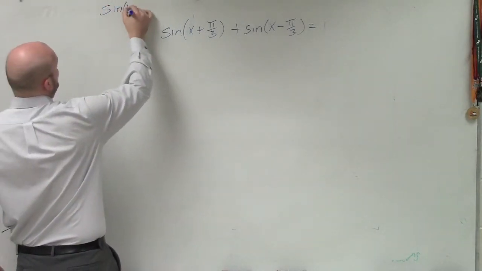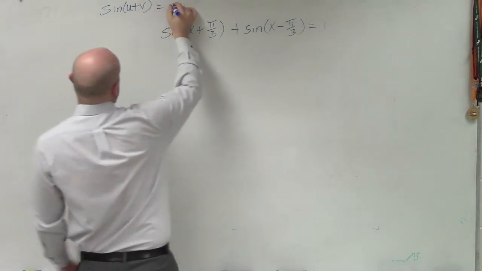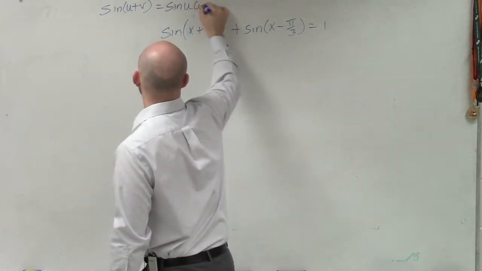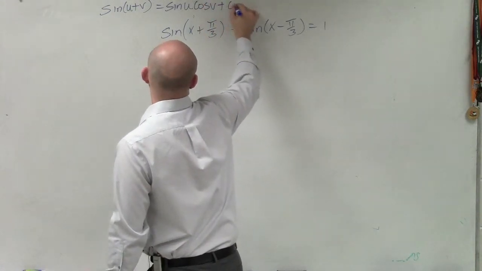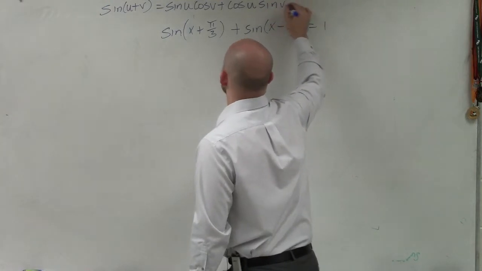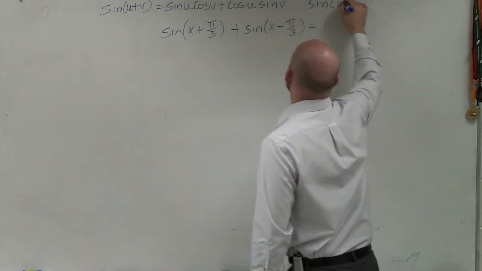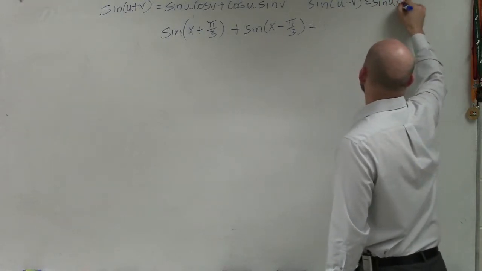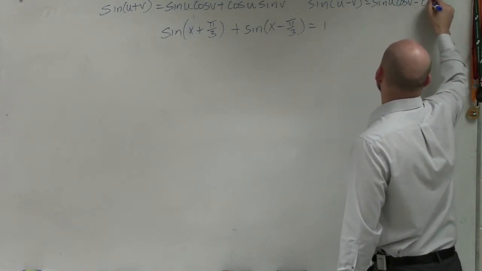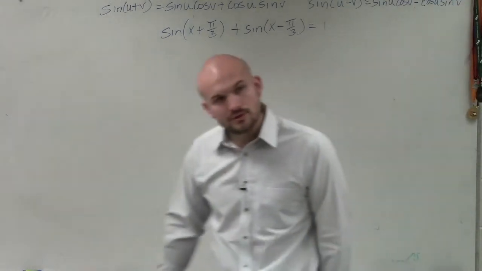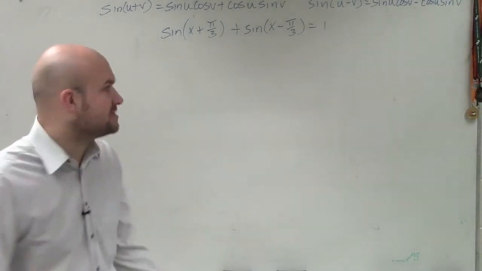So the sine of u plus v is equal to the sine of u times the cosine of v plus the cosine of u times the sine of v. And then the sine of u minus v is equal to the sine of u times the cosine of v minus cosine of u times sine of v. Correct? Go through? So now, ladies and gentlemen, all I'm going to do is apply them.